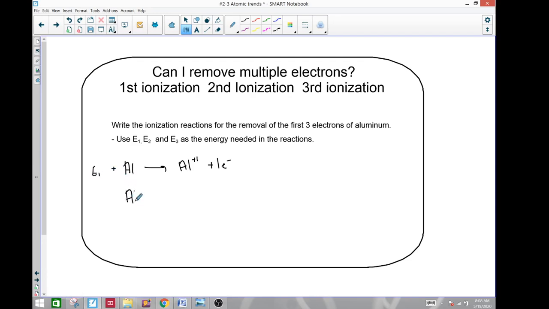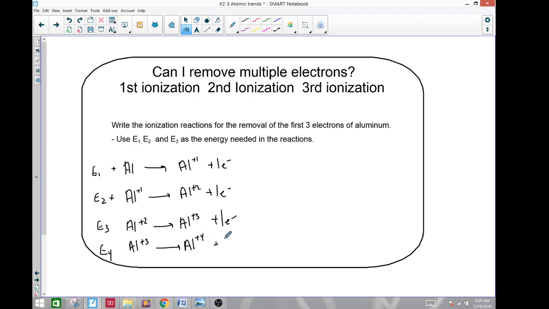And aluminum plus 1 goes to aluminum plus 2. There's the electron that I tore off. I have aluminum plus 2 goes to aluminum plus 3 plus 1 electron. That's E2, and this is E3. Okay? And I could even pull off another electron. I would call this E4. And I have aluminum plus 3 goes to aluminum plus 4 plus 1 electron.